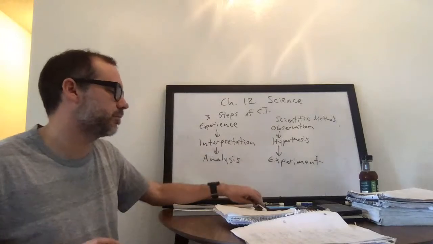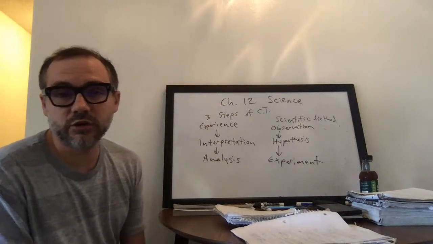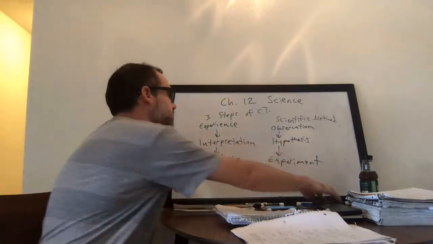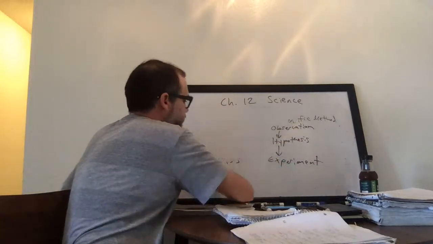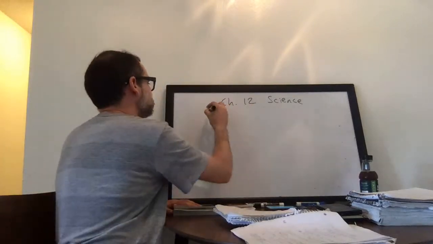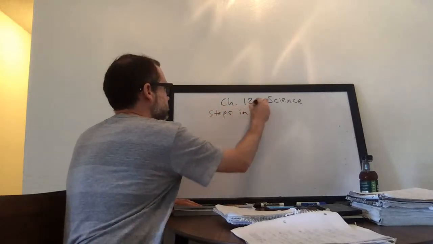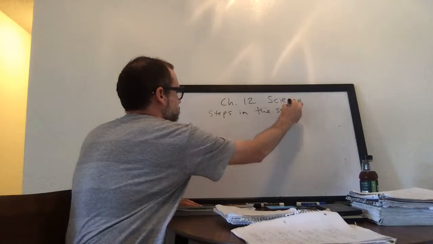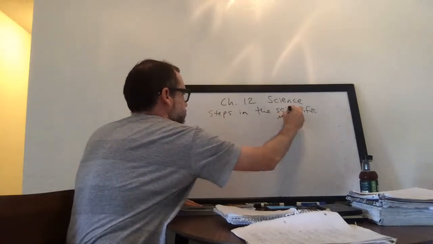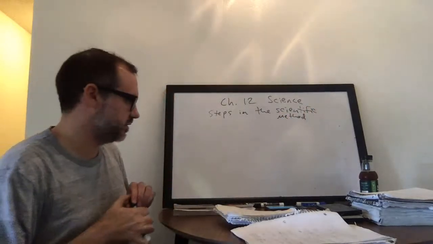Okay, so having stated what the generic similarities are between the two, we're now going to go over those steps, as I said, in line-by-line detail. So the steps of the scientific method now, and we'll deal with each step one at a time. The steps in the scientific method.